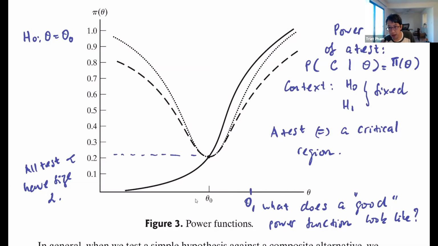Then maybe let me ask an easier question. This is A, B, and C. If theta 1 is the alternative, which one is the best test? Correct. A is the best test because it has the highest power.